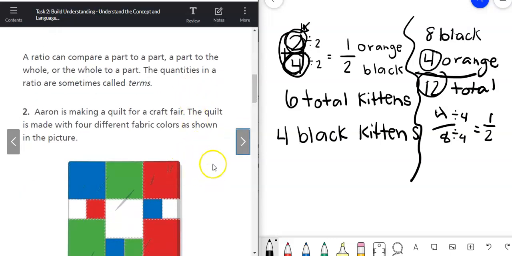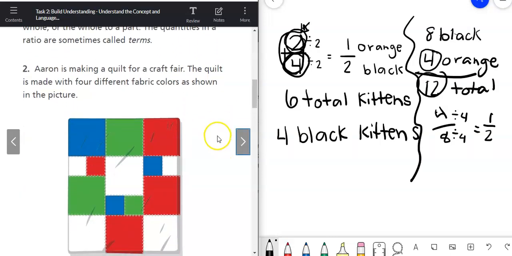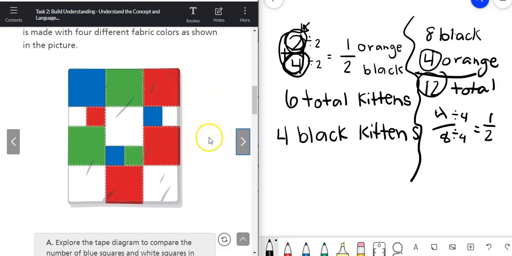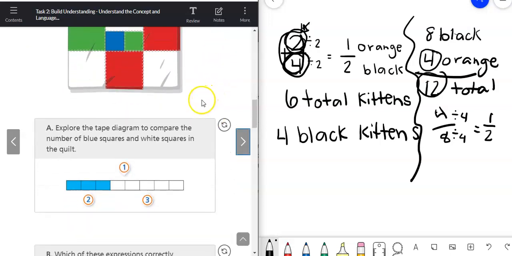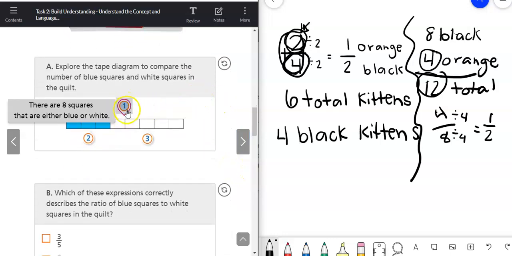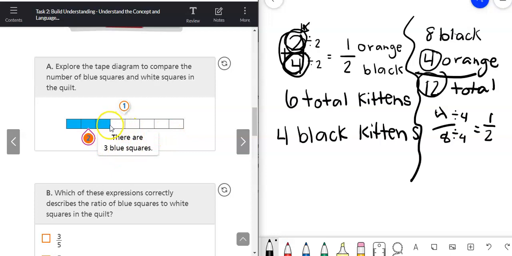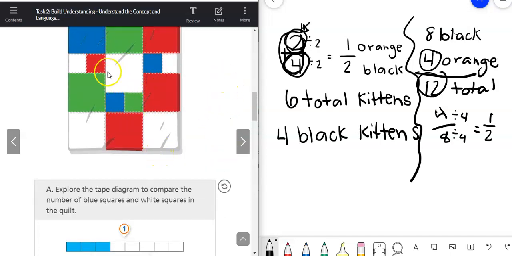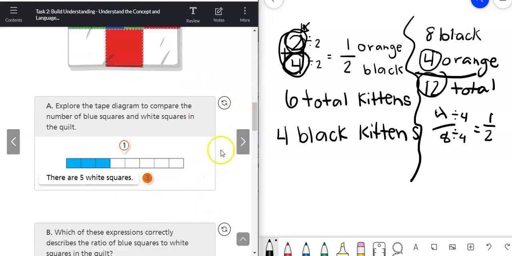Let's look at 2. Erin is making a quilt for a craft fair. The quilt is made with 4 different fabric colors as shown in the picture. So we have green, blue, red, and white. Explore the tape diagram to compare the numbers of blue squares and white squares. So 1 says there are 8 squares that are either blue or white. So we have 8 total. 2 says there are 3 blue squares. And 3 says there are 5 white squares. So if you look up here, there's 1, 2, 3 blue, 1, 2, 3, 4, 5 white. Together, that is 8 total.